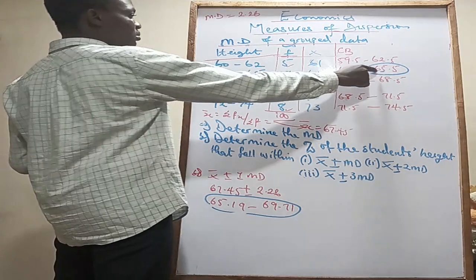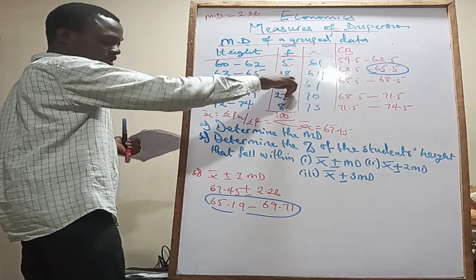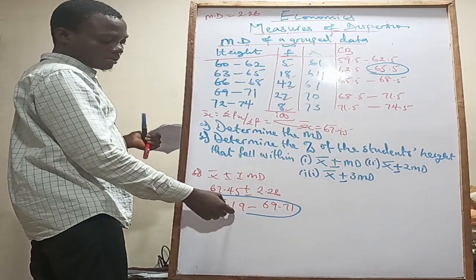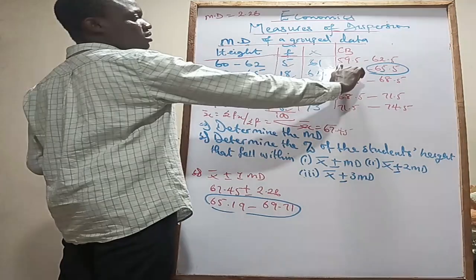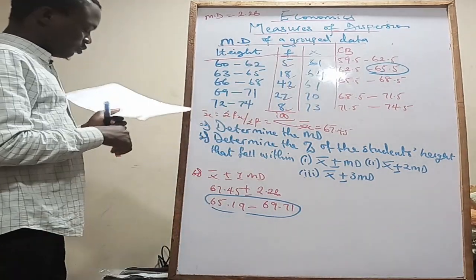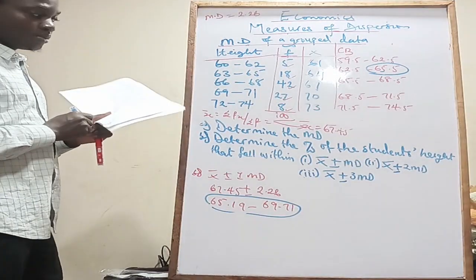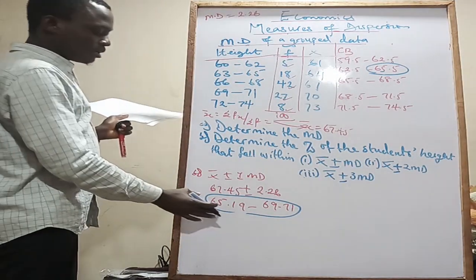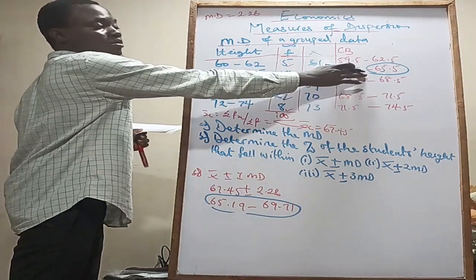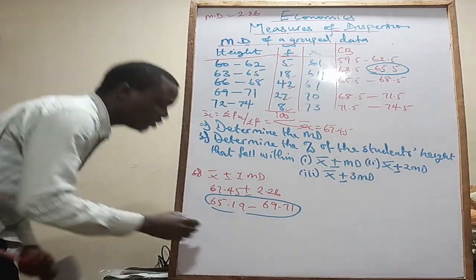65.5 inches, number of students, there are 18. But 65.19 is not everybody that is here. It's not talking about all of you that are here. It's just a part of it. So what we now have to do is get what we call proportion: the proportion of these students in this interval that fall in this boundary. So how do we calculate proportion?